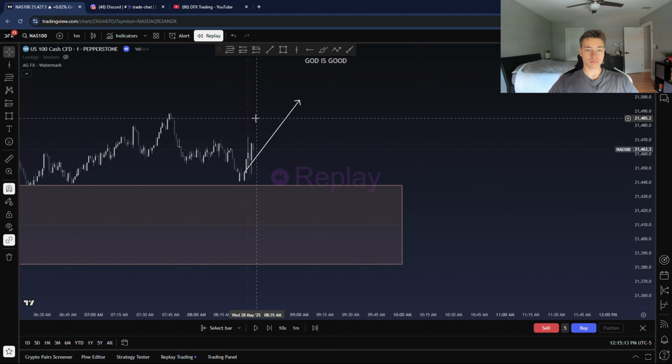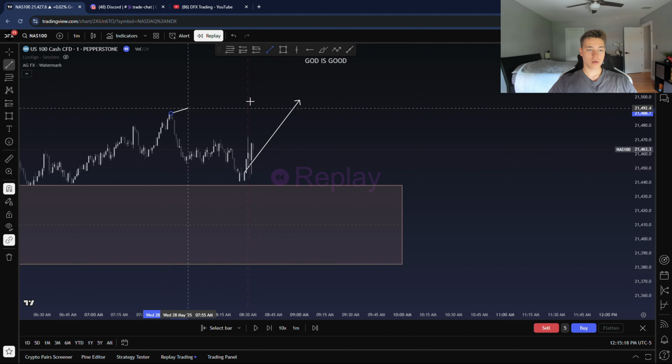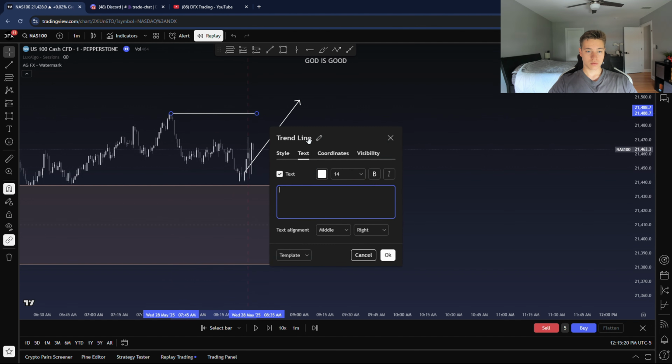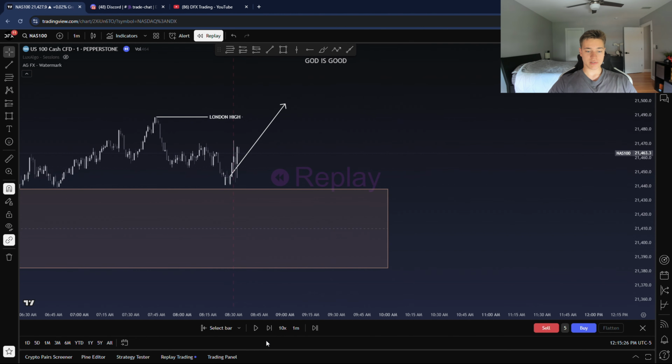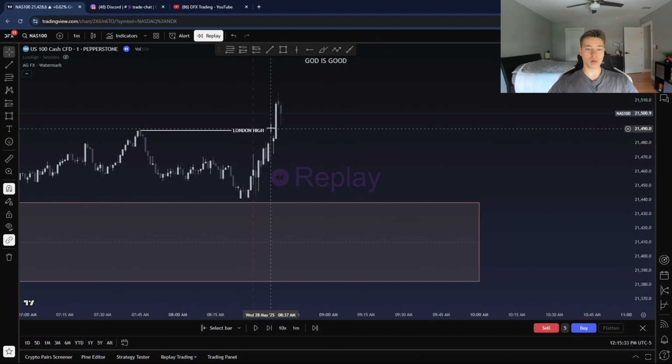Like I said, I want to see a London session high sweep. So what do we see? Great, London high. Like I said, I want to see a sweep of that. Bang. Now, what have we just created? We created a bullish fair value gap. Now, I don't want to take longs.